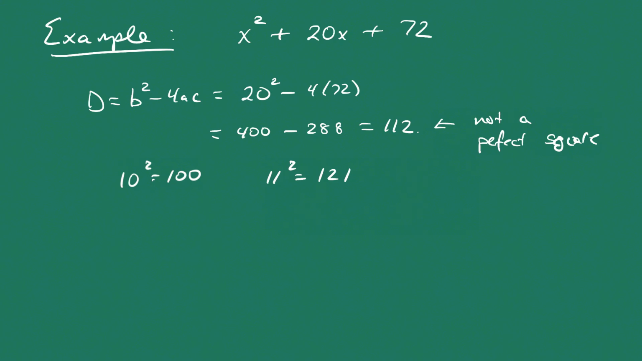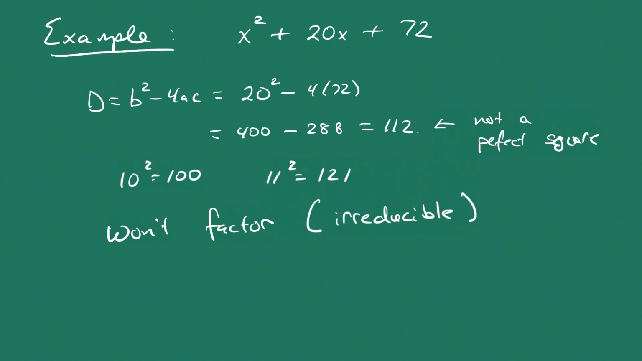And so, rather than doing anything to try to factor this, we would say that it won't factor, or that it's irreducible, and we don't try any further. Now, if you wanted to convince yourself that that's true, try all of the factors of 72 and check to see that none of them add together to give you 20.